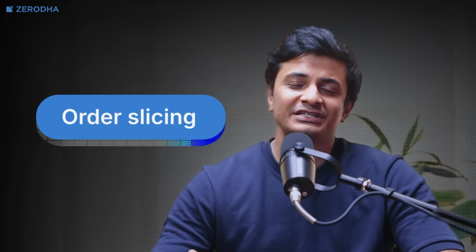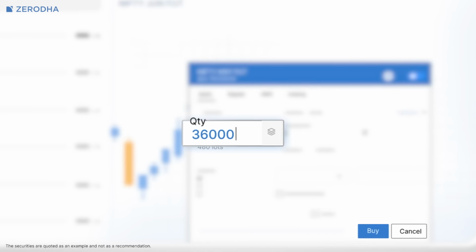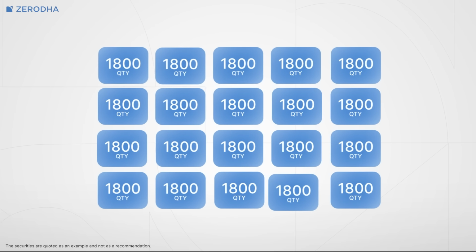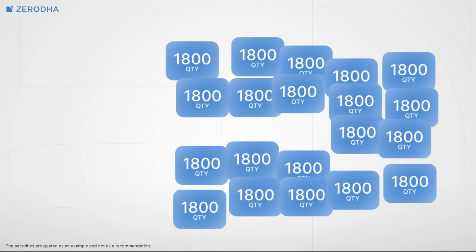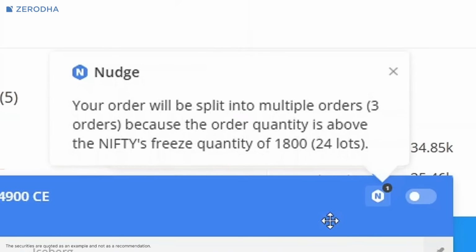Let's tackle two more automation features that solve very different problems. Order slicing is our answer to the freeze quantity frustration I mentioned earlier. When you place an order that exceeds the freeze limit, our system automatically detects it and slices it into multiple orders within the allowed limits. These sliced orders are then simultaneously sent to the exchange. We show you a warning when this happens, not to discourage you, but to make sure you didn't accidentally add an extra zero to your quantity. The exchanges have freeze limits for good reason, mainly to prevent fat finger errors that could cause market disruption.